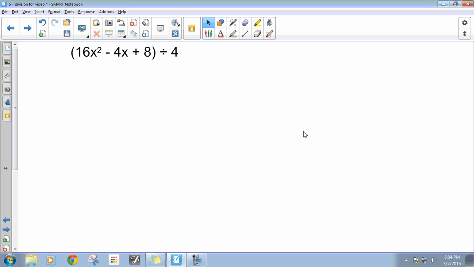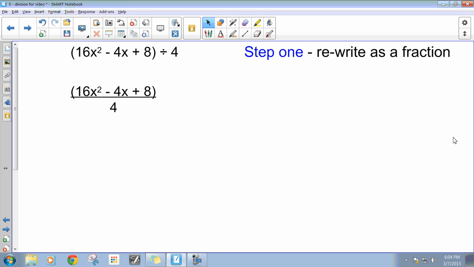Let's apply that into some polynomials. We're going to start with dividing by a constant. Step 1, we're going to rewrite this as a fraction. So 16x squared minus 4x plus 8 all divided by 4.